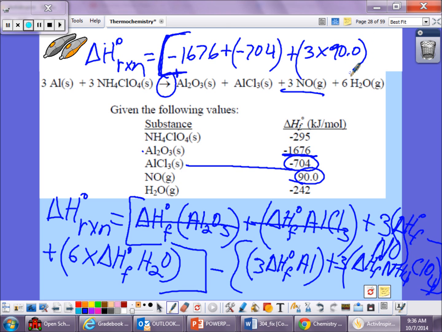Close parenthesis. We still have one more. Plus 6 times the water. Where's my water? It is right here. Did I say 6 times? 6 times.